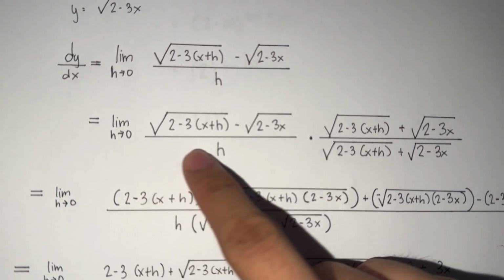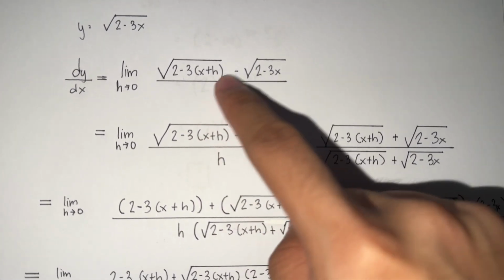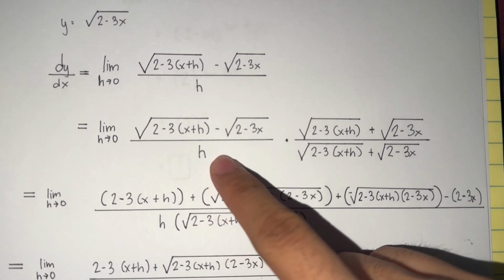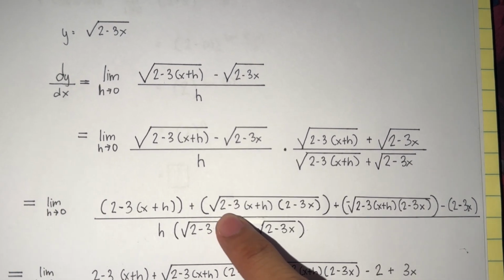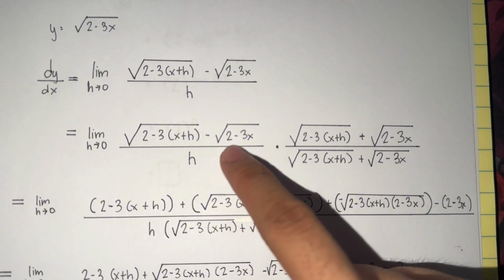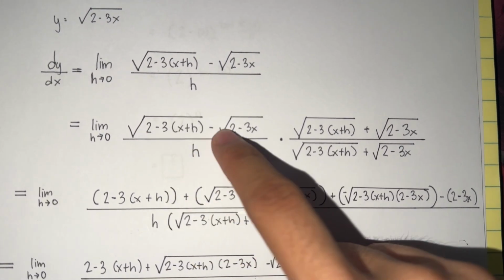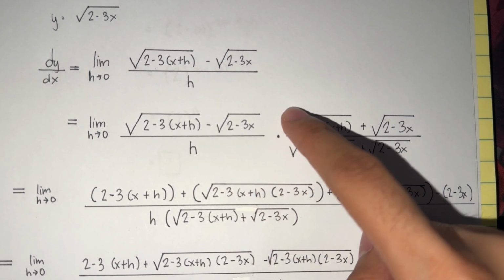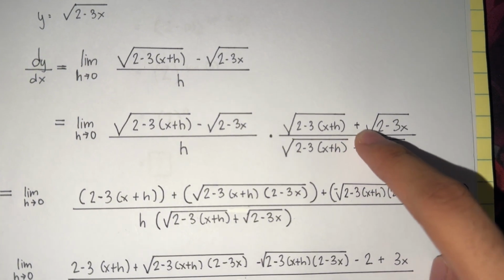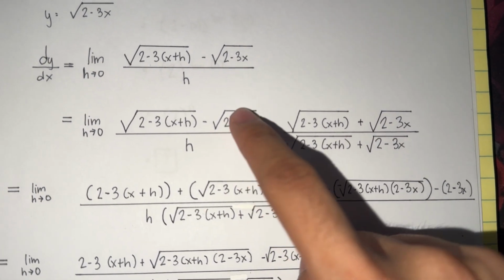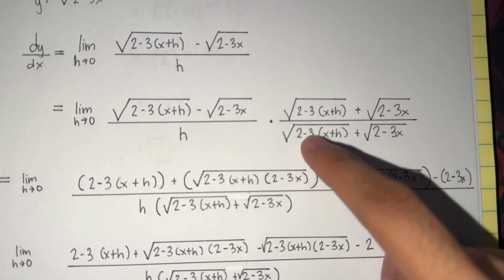Now, for our second step, as you can see here, we are dealing with square roots. To make it much simpler for us, we must conjugate it. So we take the opposite sign of this numerator and multiply it to both the numerator and the denominator. So from negative becomes positive. So we must multiply this to this and this to this.